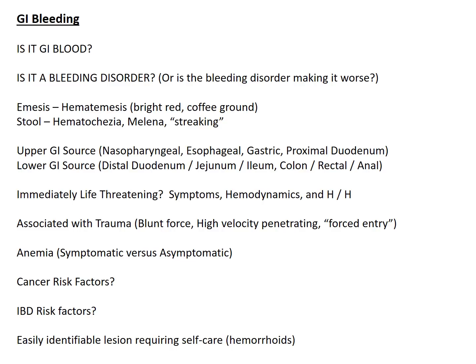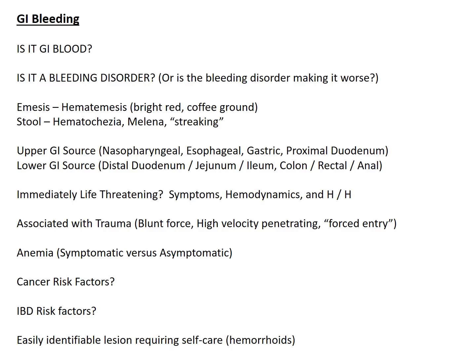Upper and lower GI sources can be the source of GI tract bleeding, so anywhere from the nose, mouth, esophagus, stomach, proximal duodenum as the upper source, distal small intestine, colon, rectum, and anus as the lower sources. Always assess if this is life-threatening by symptoms, hemodynamic stability, the H&H.